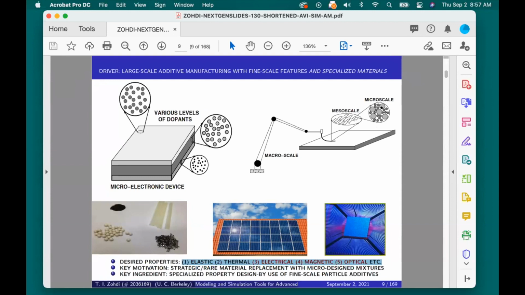We have at the microscale some mixture of materials. At the mesoscale, we have some type of pattern that we want to put onto the surface. In this case, it might be a complex microelectronic component where we have several different things that we have to blend together to make the appropriate leads. And then we have the macro scale where we have the robot.